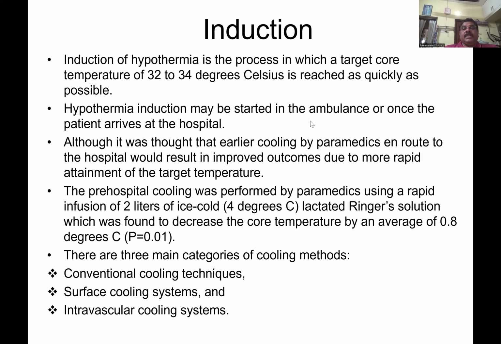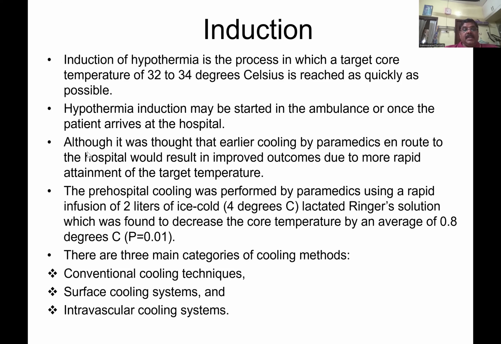Hypothermia induction may be started in the ambulance or once the patient arrives at the hospital. Although it was thought that earlier cooling by the paramedics en route to the hospital would result in improved outcome due to the more rapid attainment of the target temperature, there is no difference in the success rate of the patients whether we start target temperature management early in the ambulance or in the hospital. Pre-hospital cooling was performed by the paramedics with a rapid infusion of 2 liters of ice cold lactate solution, which was found to decrease the core body temperature by an average of 0.8 degrees centigrade.